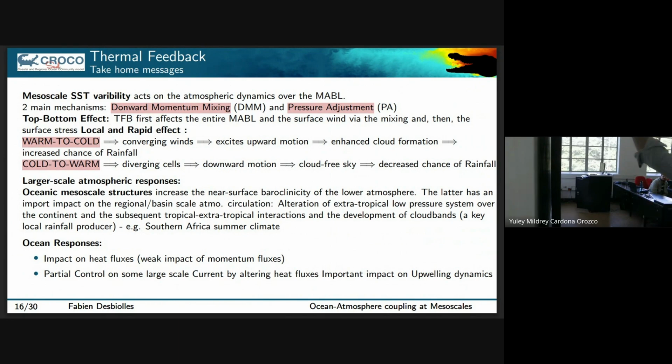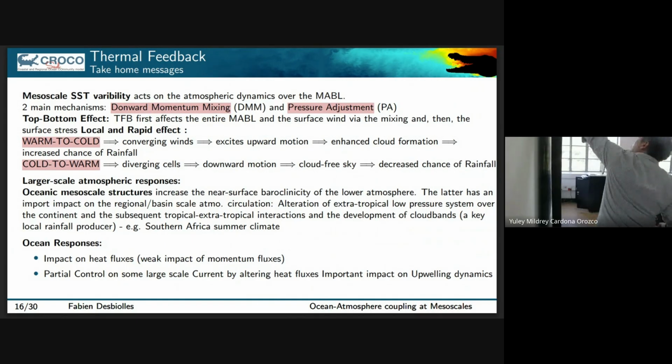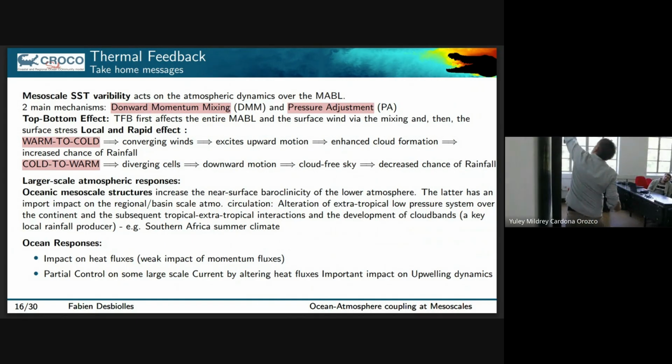So we see that if the atmosphere encounters some fronts and SST gradient, we have two kinds of responses. Warm to cold makes converging winds that excite upward motion, enhance cloud formation, and increase the chance of rainfall. On the contrary, if we go from cold to warm, we have diverging cells, downward motion, so cloud-free sky, and a decreased chance of rainfall.